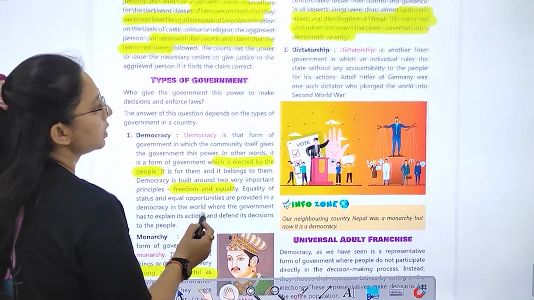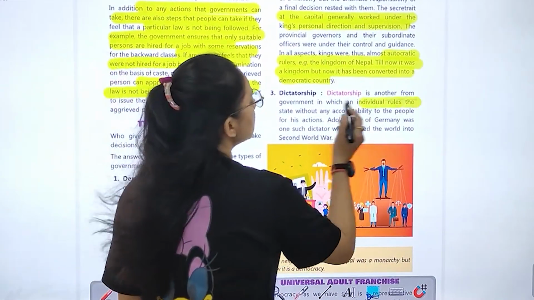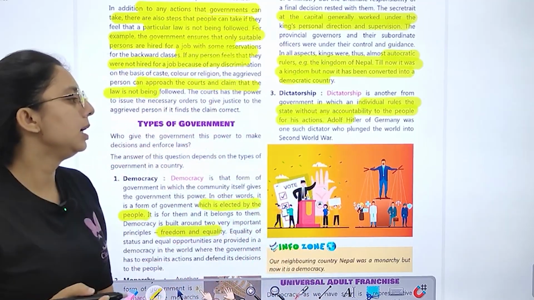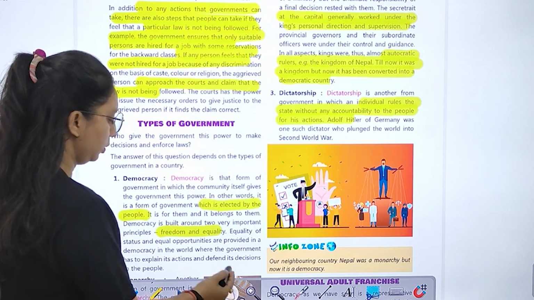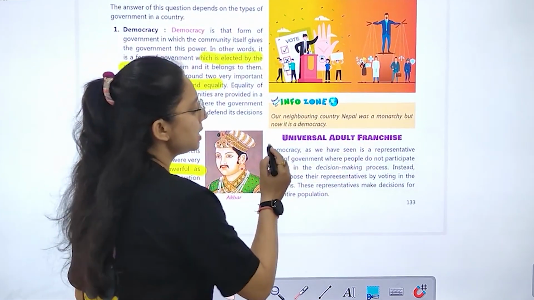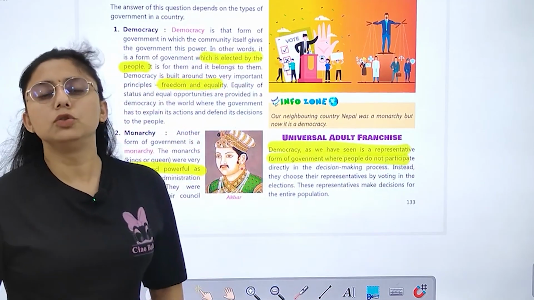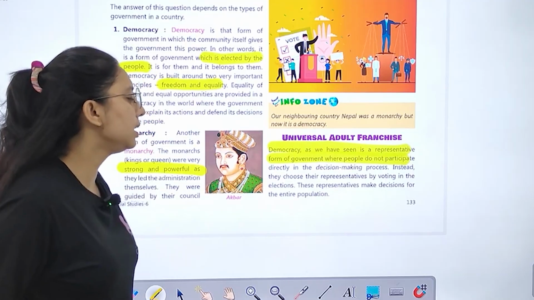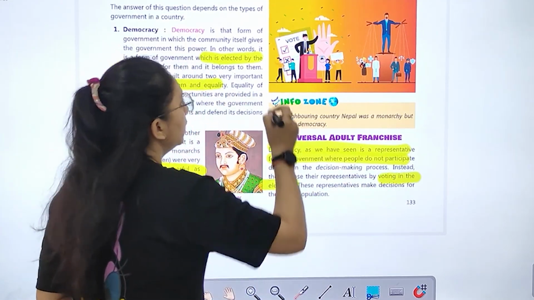Now we have dictatorship. It is another form of government in which an individual rules the state without accountability to the people. Like Adolf Hitler in Germany, he was a dictator, and there was no involvement of the people. Now, universal adult franchise. Democracy has been seen in a representative form of government where people do not participate directly in decision making. Instead they choose their representatives by voting in elections.